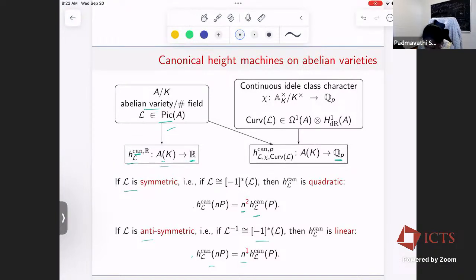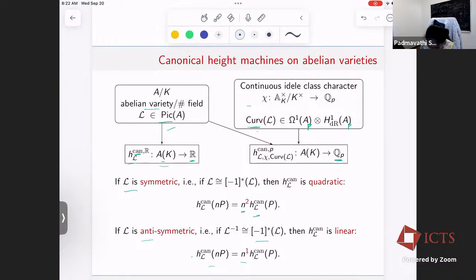But for building such a p-adic height, you need to make some auxiliary choices. You need the data of a continuous idele class character, and you need this auxiliary geometric input of a curvature form associated to the line bundle. I still haven't defined what it is, but it's a cohomology class that lives in the global differentials tensored with H^1 de Rham of the abelian variety. So if you have an abelian variety together with a line bundle and the extra data of a curvature form, you can build a canonical p-adic height.